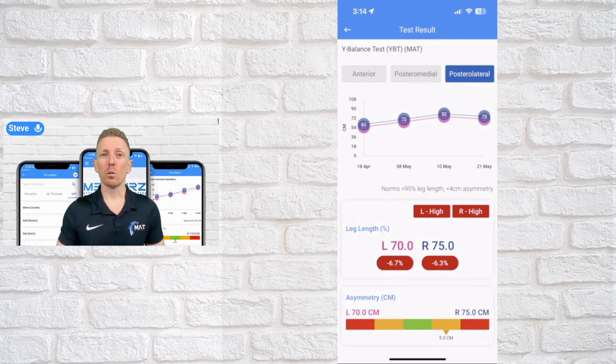Whereas, look, we potentially want to start to do something with this individual because they're falling outside what we typically expect or would like to see, which is less than 4 centimeters difference in their reach distance. Obviously, if they're falling more than 6 centimeters, they'd move into the higher risk category there. So again, these are just reference points to give you a guide to start with and to start to flag things with you.